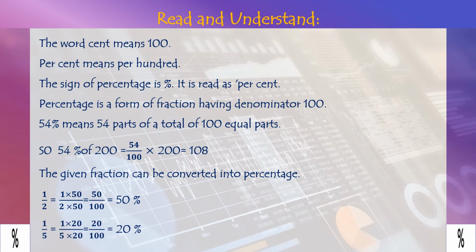Next, 1 upon 5. Now 5 is in the denominator. We do not have 100 in the denominator. So we have to make that as 100. So you will multiply 5 into 20. It will give you 100, right? So if in the denominator we are multiplying it by 20, you will multiply 20 in the numerator also. So 1 into 20 upon 5 into 20, which is equal to 20 upon 100, which is equal to 20%.